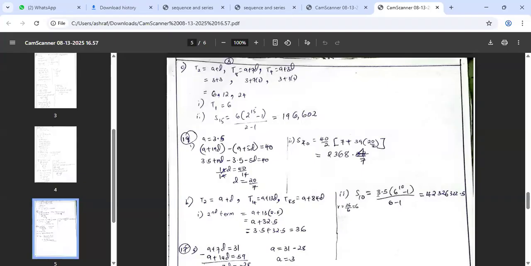So S10 will be A into R power 10 minus 1 over R minus 1. So 3.5 is our A. No, is it? A is not 3.5. A is supposed to be 6. So you correct that one. 3.5 is for the AP. For the GP, A is 6. That is A plus D. So here should be 6 into 6 power 10 minus 1 over 5. Then you get the sum.